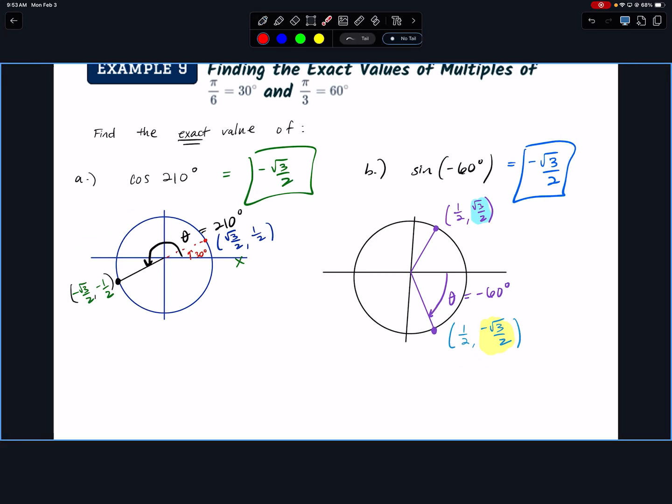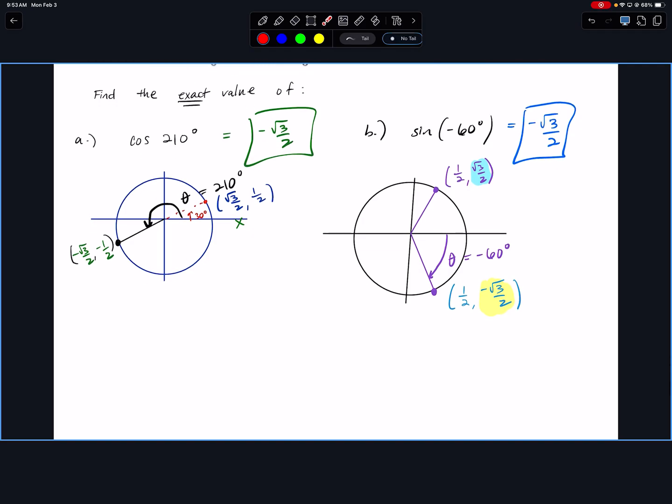Now, I wanted to emphasize this so you don't do this on your homework. If it says exact, one way I know for sure that you used a calculator is if you just type this in, it's going to give you a decimal. Okay, it wants the radical, so do not type in a decimal for something like this.